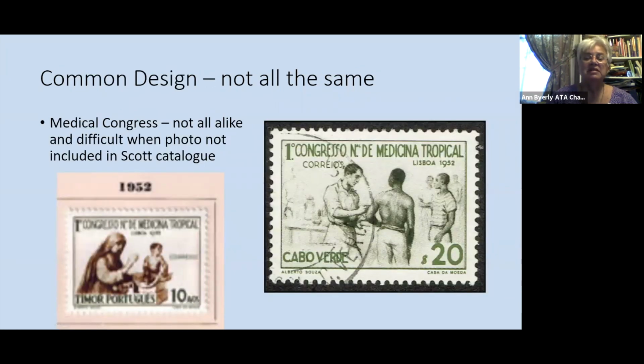Okay, common designs are not all the same. This is just sort of a thing I discovered, that when you look in the Scott catalog and they tell you that the Medical Congress stamps are issued by a number of countries, supposed to be like the one on the right hand side, but indeed actually some of them are not. They have the nurse stamp in there, so you have to go into the depth of the Scott catalog to see if there aren't different stamps that might include a nurse.